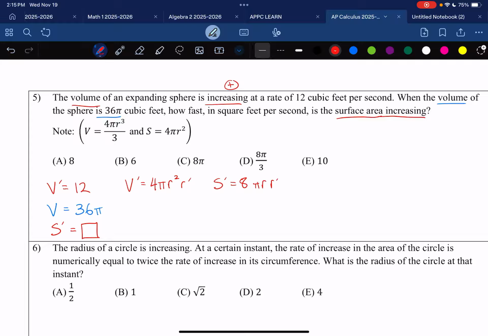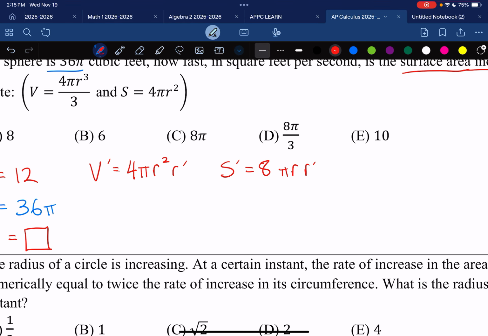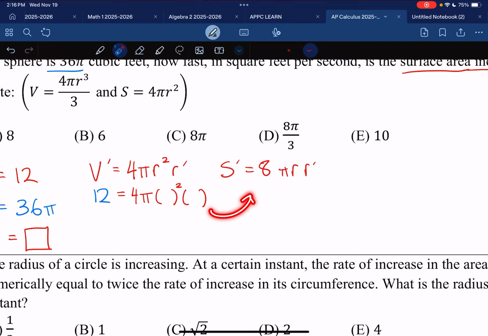Let's plug in what we know. I also know that I have a V is equal to 36 pi. Oh boy, I have to use that too later. First, let's slow down. V prime is equal to 12. So I can come down here and say 12, I'm doing a substitution, I'll plug in with blue, is equal to 4 pi. All right, well, I don't have any of this, so I'm just going to leave it blank. There's my r squared, and there's my r prime. No idea what's going on there. Let's just move on to the next equation. I'm literally just plugging and seeing what happens.